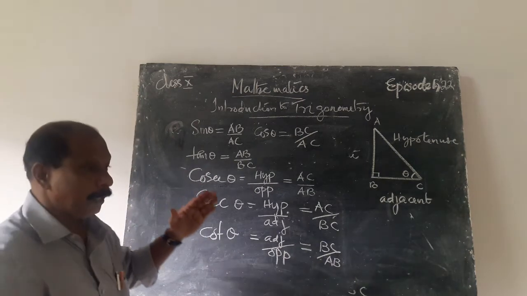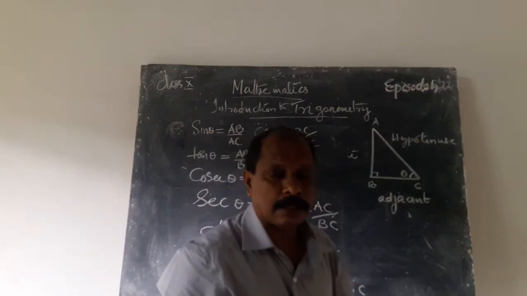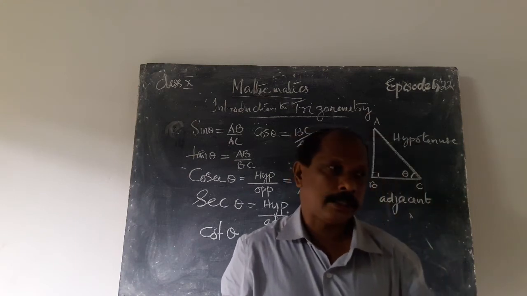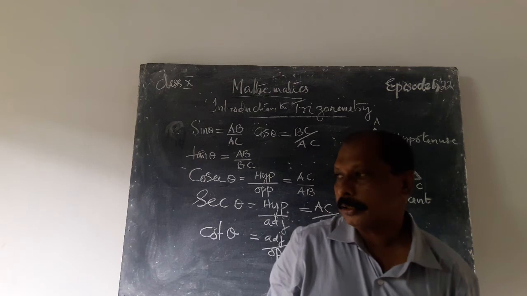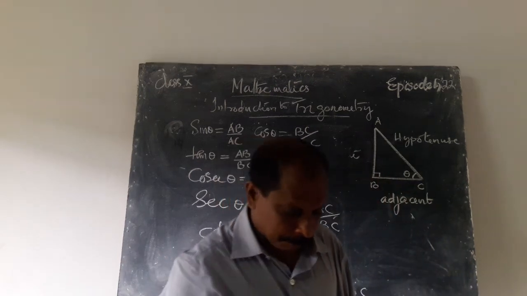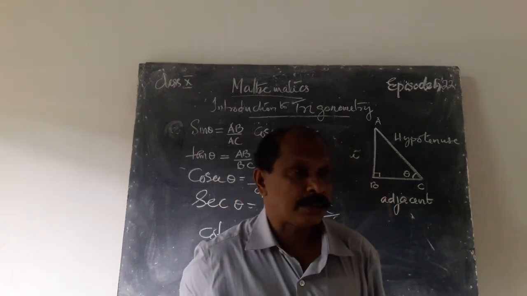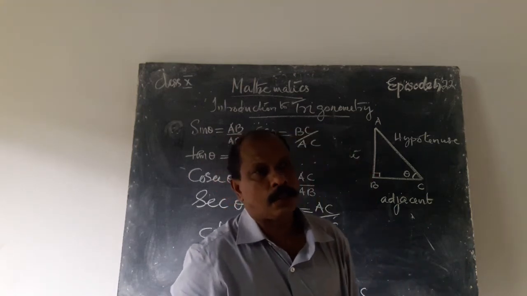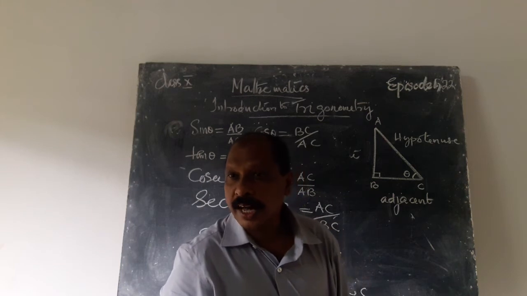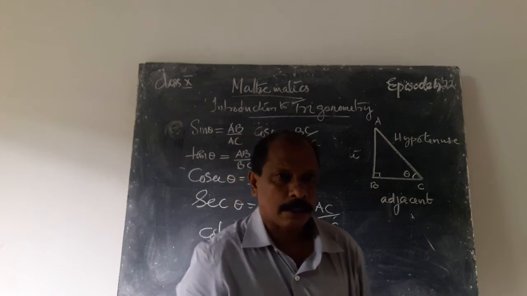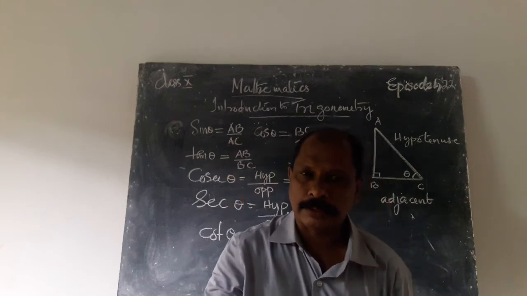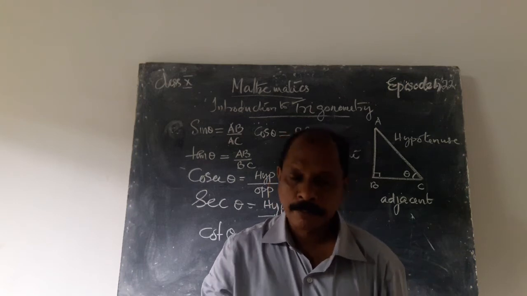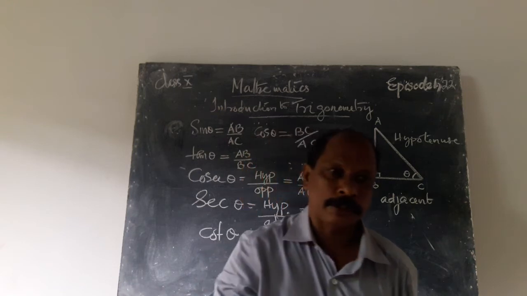Therefore, the basic trigonometric functions are sine theta, short form sin theta, and cosine theta, short form cos theta, tangent theta, short form tan theta, and their reciprocals are cosecant theta, short form cosec theta, secant theta, short form sec theta, cotangent theta, short form cot theta. Therefore, cosec theta is the reciprocal of sine, sec theta is the reciprocal of cos theta, and cot theta is the reciprocal of tan theta.